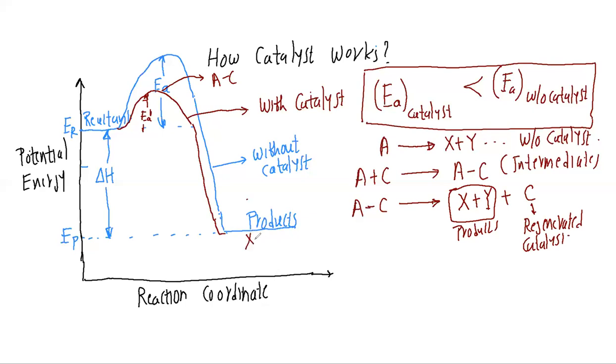And we are getting X plus Y. These are the desired products. And C is separated out. Simple. So what catalyst has done? Catalyst has minimized the activation energy. It has taken a different path, which is having a lower activation energy. And it has not taken part in the reaction, but it has formed some intermediate. And that intermediate has resulted into the products. Okay, simple. And catalyst has been regenerated.